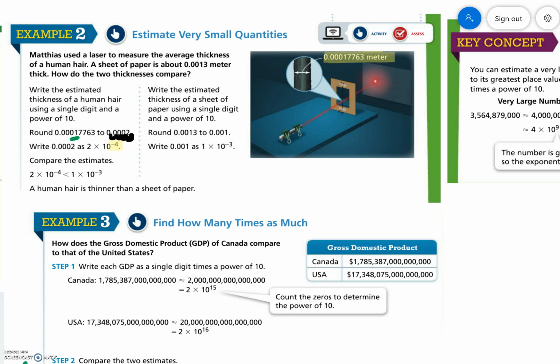So let's try it again over here with the thickness of the paper. Leftmost number is a 1. We look to the right of that, that's a 3, so we're going to stay at a 1. We don't care about any of the numbers after it. We just want to move the decimal to behind the 1. 1, 2, 3. So again, it's a small number. It's a decimal, so it's -3. -4 is less than -3, so human hair is thinner than a sheet of paper.